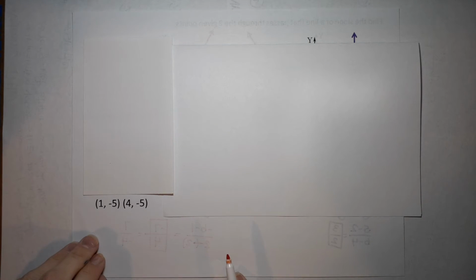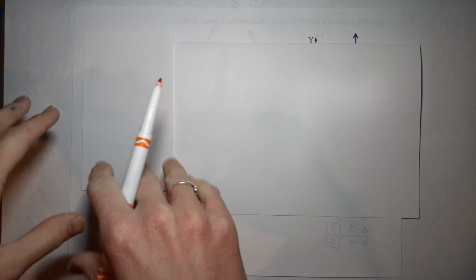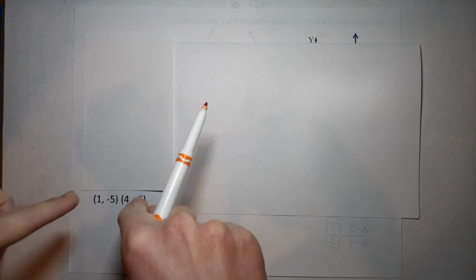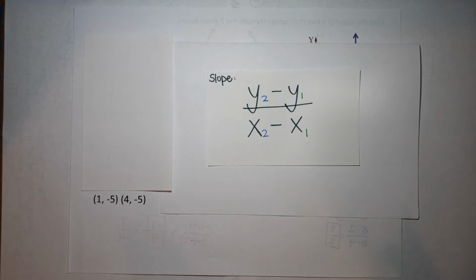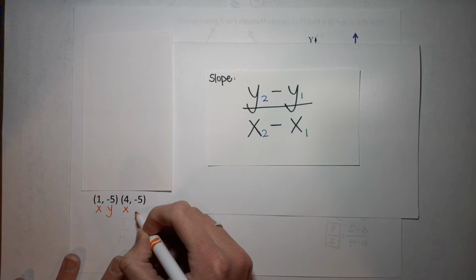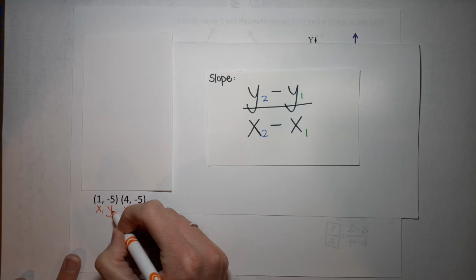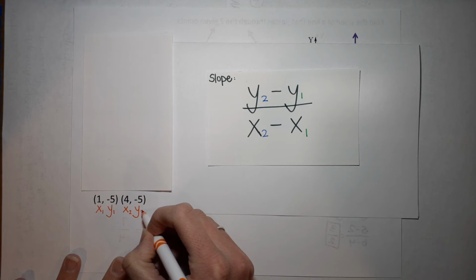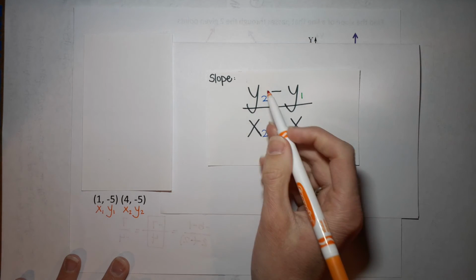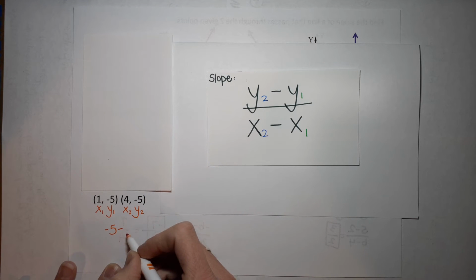Okay, next side, we've got 1, -5, and 4, -5. We want to know what the slope is of a line that goes through both those points, okay? Where is my equation? Right here. So x, y, x, y. I do the ones and twos just to be able to tell them apart. So I'm going to say these are the ones and these are the twos. Okay. y2 is -5 minus y1 is also -5.